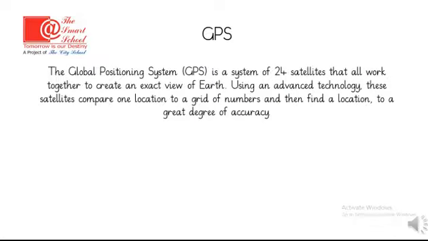Now, what is GPS? The Global Positioning System. GPS is the Global Positioning System. It is a system of 24 satellites that all work together to create an exact view of Earth. Using an advanced technology, these satellites compare one location to a grid of numbers and then find a location to a great degree of accuracy. So this GPS nowadays we are using very frequently.